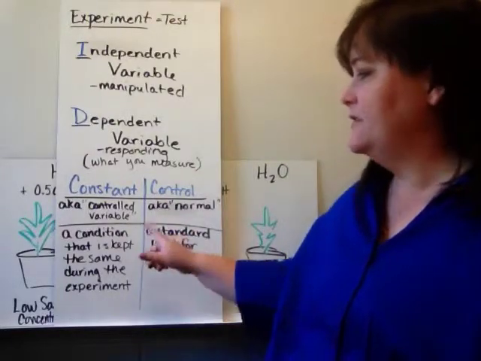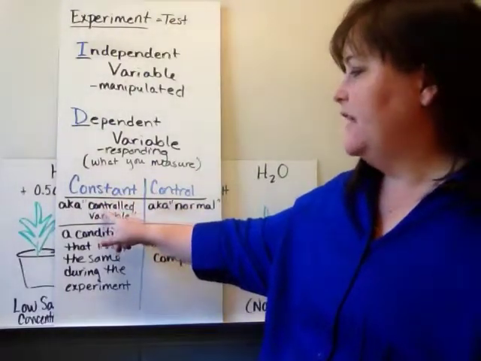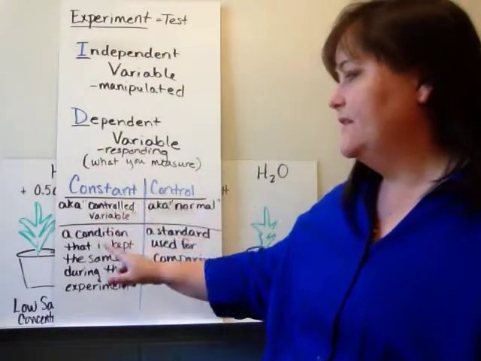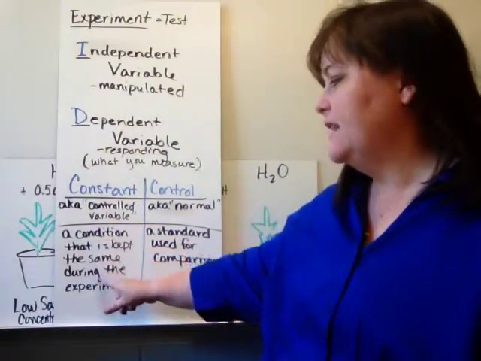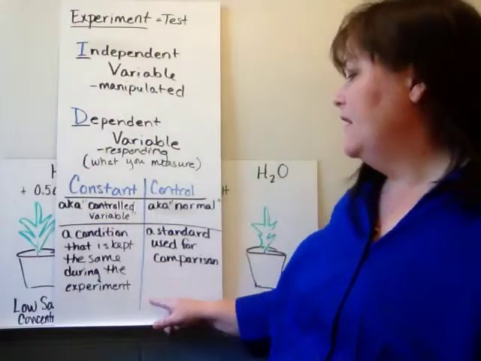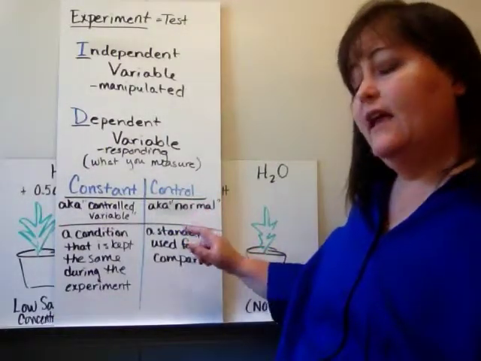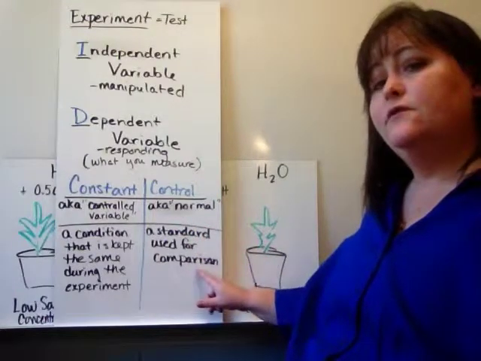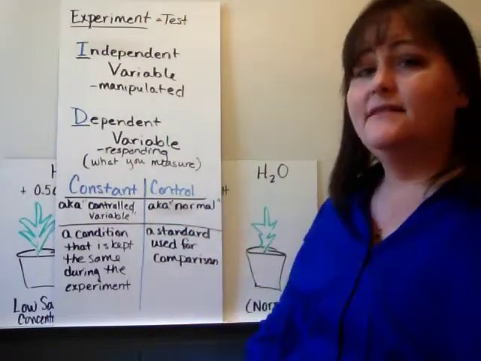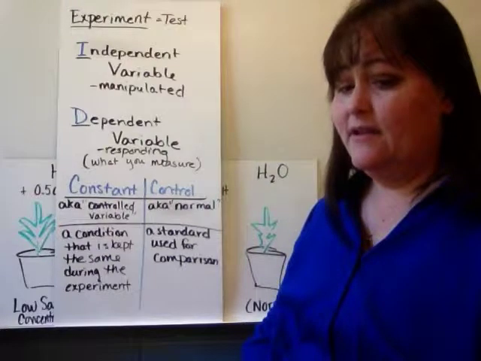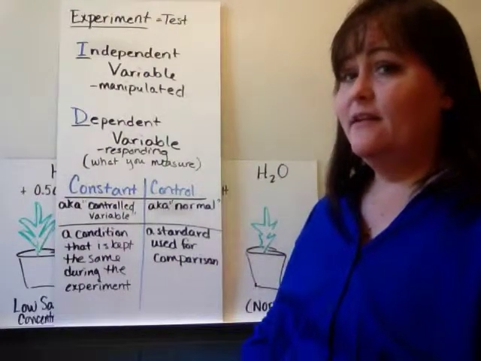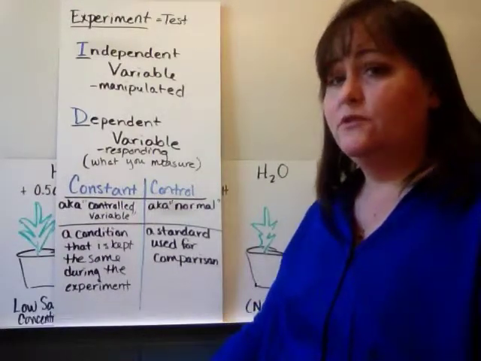So I've got a comparison here. A constant is called a controlled variable, but it's a condition that is kept the same during the experiment. A control is something you might call normal, and it's a standard used for comparison. It's not something else, okay? It's not a variable. It's something that you use to compare to.